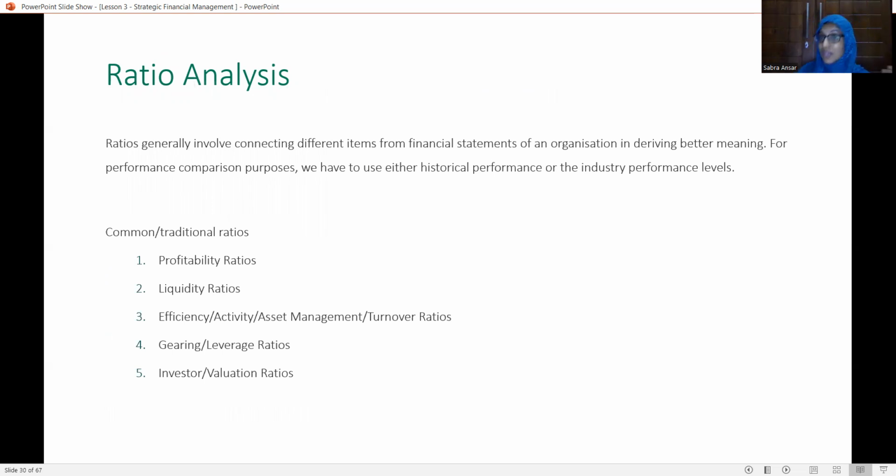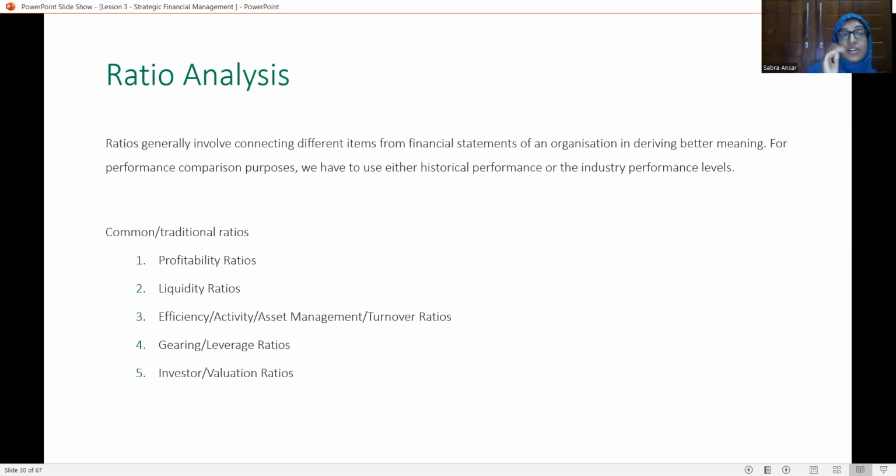Liquidity ratios also came from the statement of financial position, or the balance sheet. And efficiency, turnover ratios came from both, and gearing obviously came from the statement of financial position. And investor and valuation risk ratios were also done based on the statement of financial position.